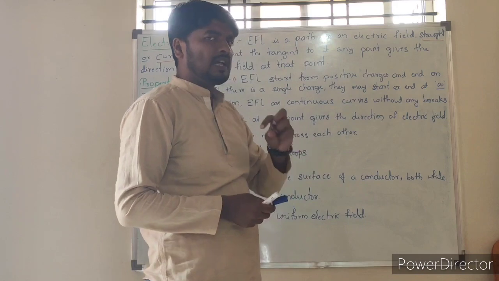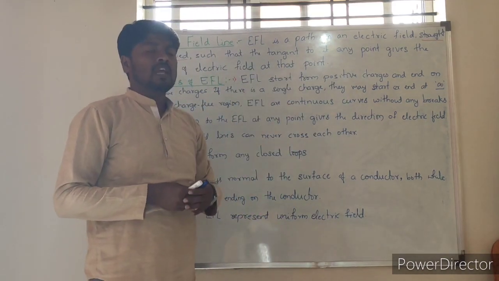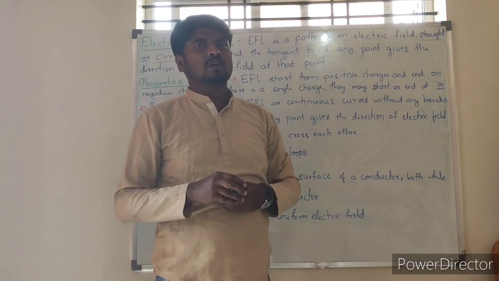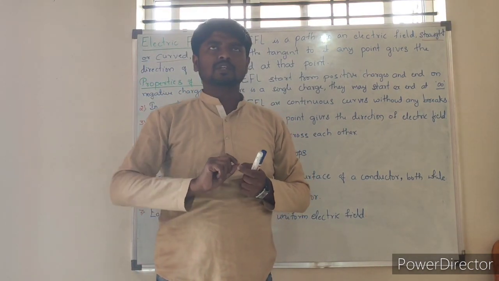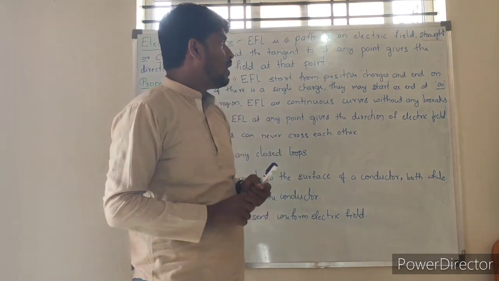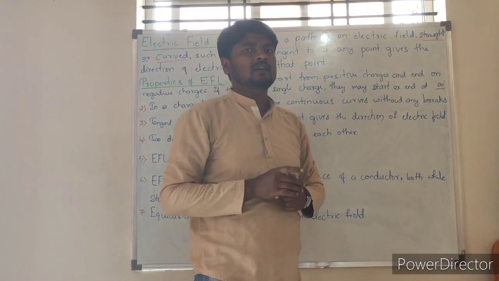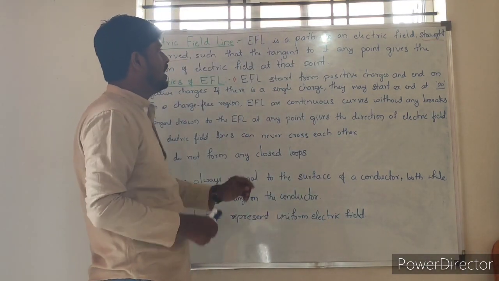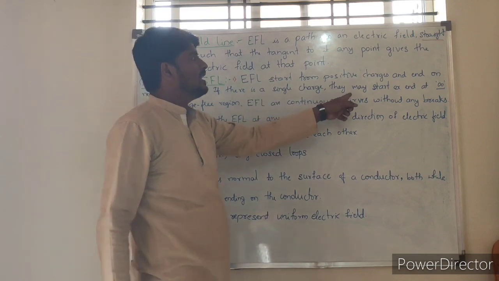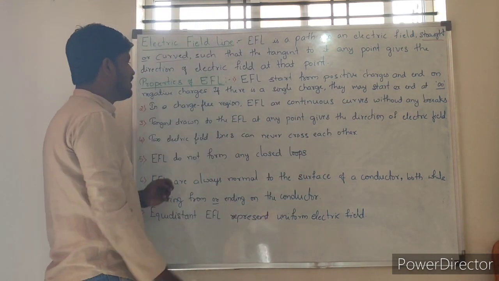The same concept. Rather than using the word electric field, we are using electric field lines. If there is only a positive charge, electric field lines start from the positive charge and end at infinity. Or if there is only a negative charge, they start at infinity and end at the negative charge. So if only one charge is there, they may start or end at infinity. I will explain about this afterwards.